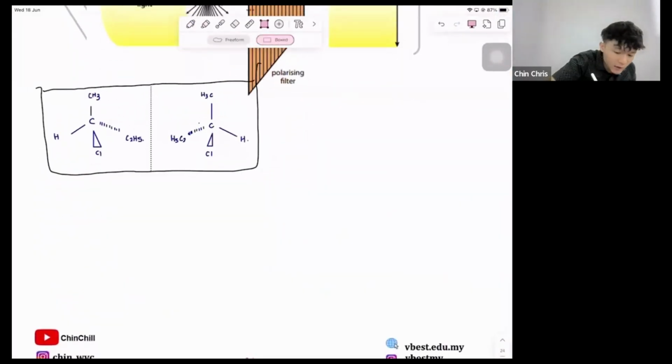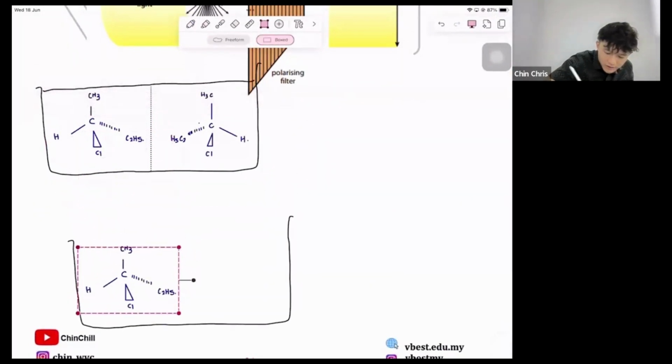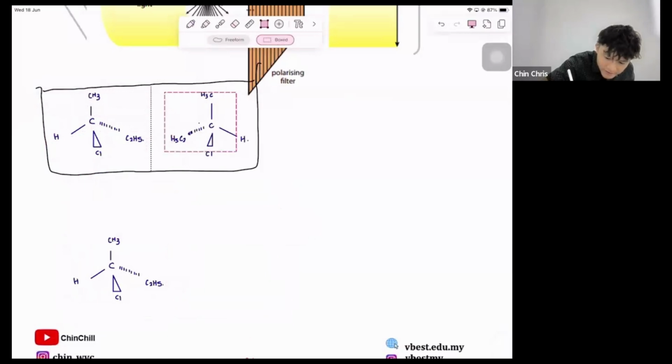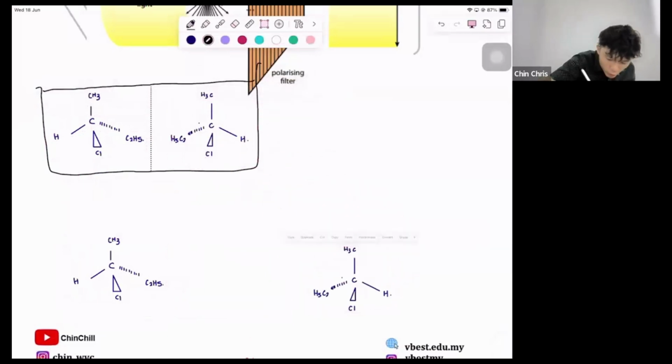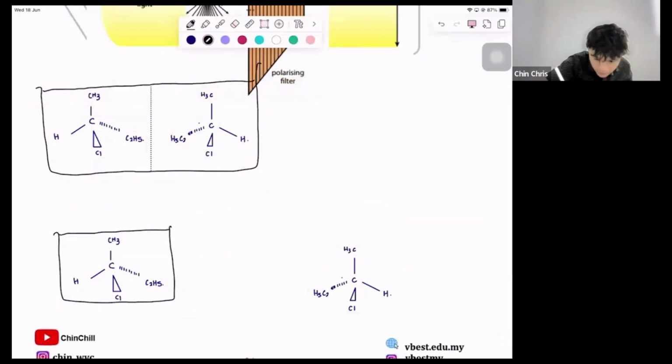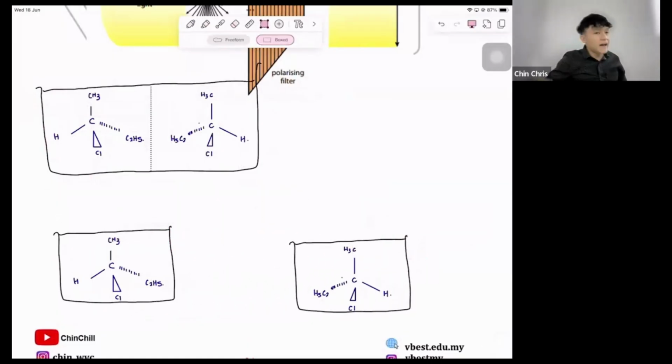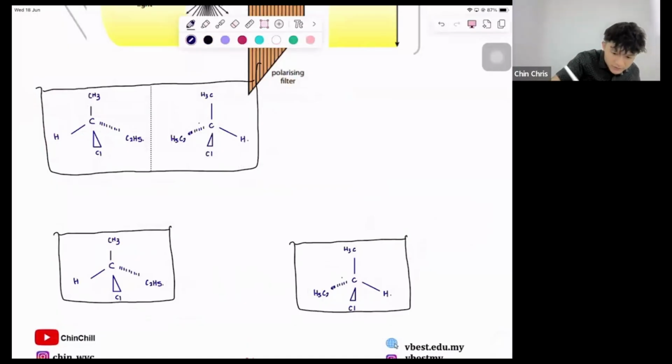So let's say I take out enantiomer A, and I separate enantiomer B, and I put them in two separate beakers. And guys, I'm going to take a light. Just imagine I'm going to send a light beam from here. How do I draw a light beam? Okay, so I'm going to send a light beam over to enantiomer A.